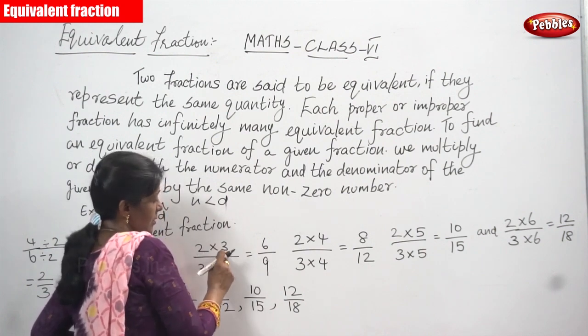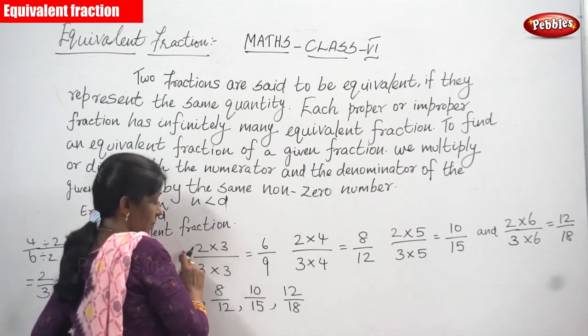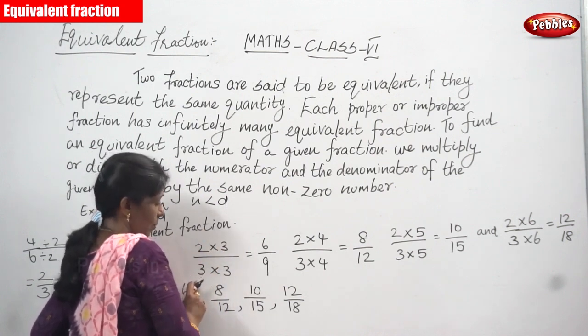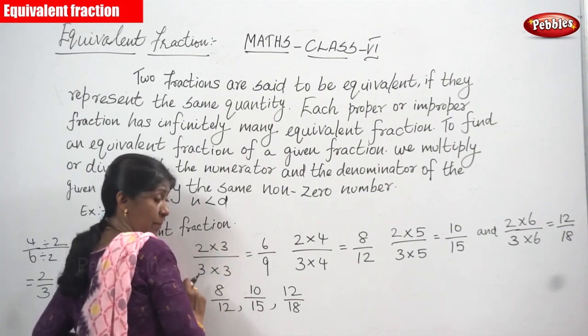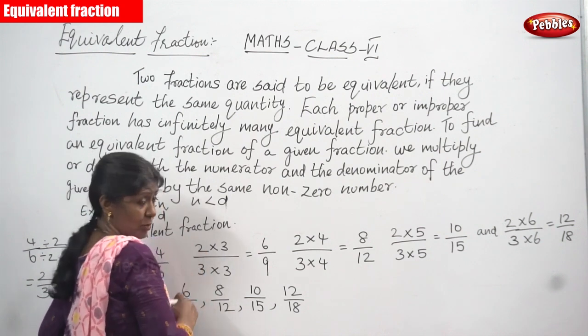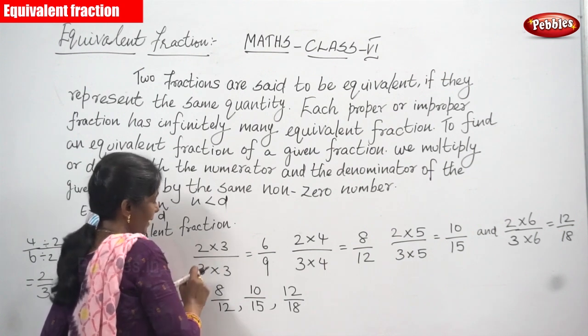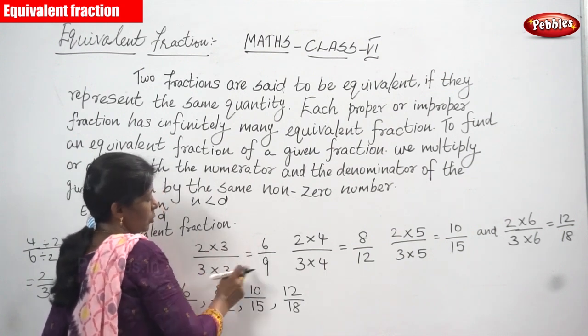So 3 is a number I have taken. So I am going to multiply by the numerator as well as the denominator. So 2 by 3, I am going to multiply by 3. 2 into 3, I am going to get 6, and 3 into 3 you can get 9.